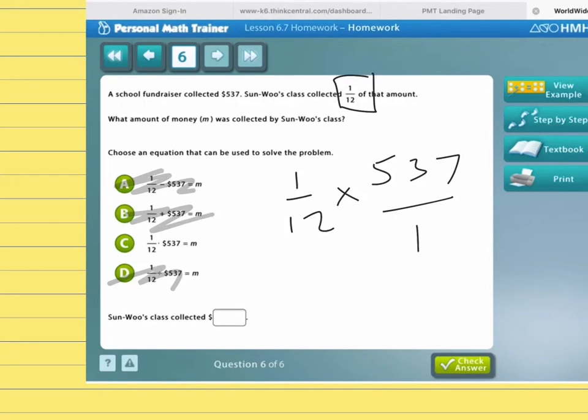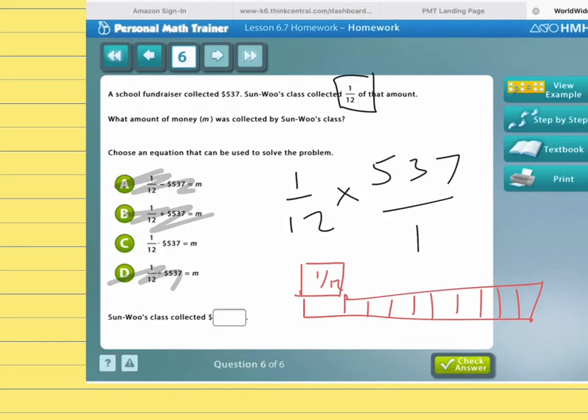And I probably should have drawn a model showing 1/12. This would be 1 out of 12 of the total. So this would be 12 parts: 1, 2, 3, 4, 5, 6, 7, 8, 9, 10, 11, and 12. 12 parts, so 1/12 of the 537. So that's going to be in my model.